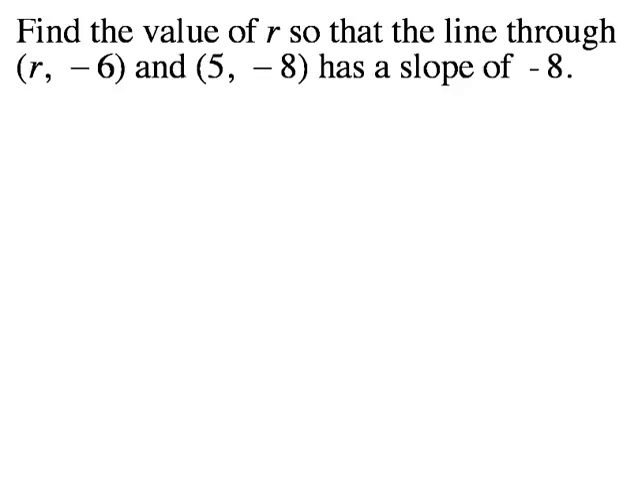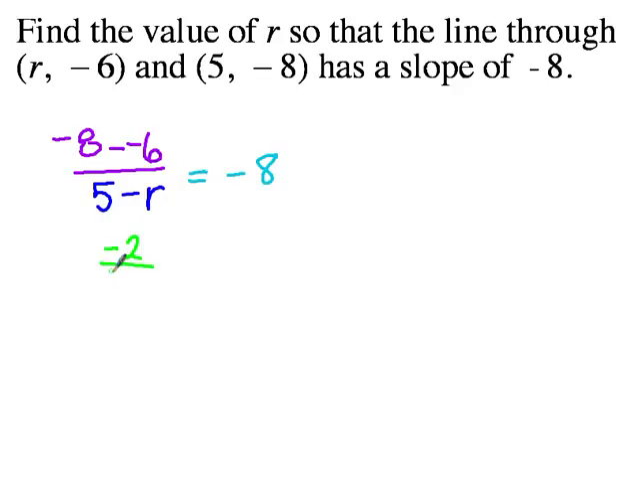So the first thing we need to do is write the equation for slope. So what do I do? Negative 6. Perfect, nice job. Negative 8 minus negative 6 divided by 5 minus r, good, equals negative 8. Nice job. So now we need to simplify if we can. You can add 6. Yep. And what do I get? So I get negative 2 from that top one over 5 minus r equals negative 8.